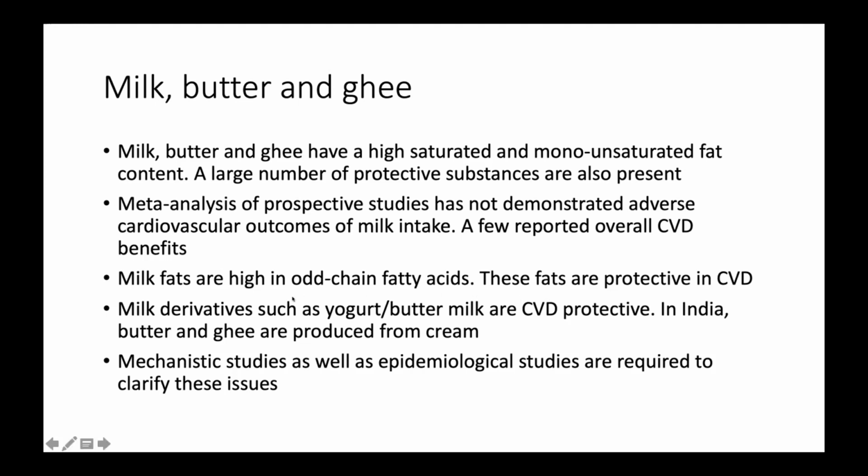So what we have seen is that milk fat is high in odd chain fatty acids, and these fats are protective for cardiovascular disease. Milk derivatives, such as yogurt, curd or buttermilk, are cardiovascular disease protective. And what we know is that in India, butter and ghee are produced from the cream.